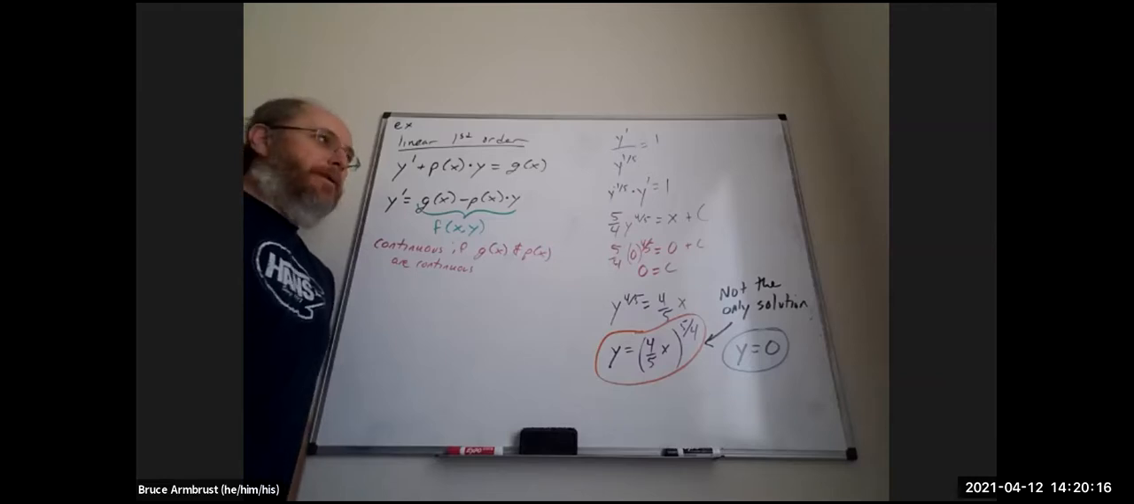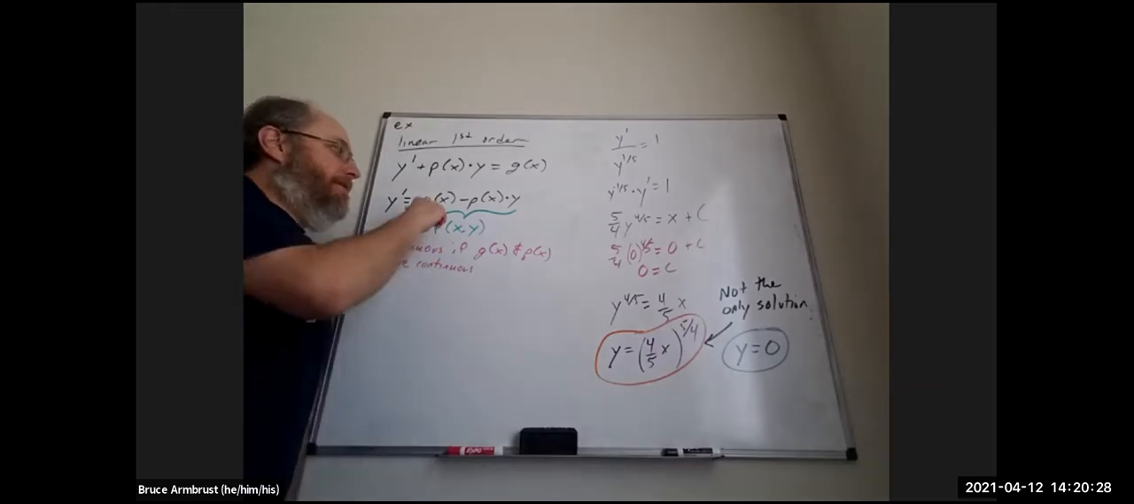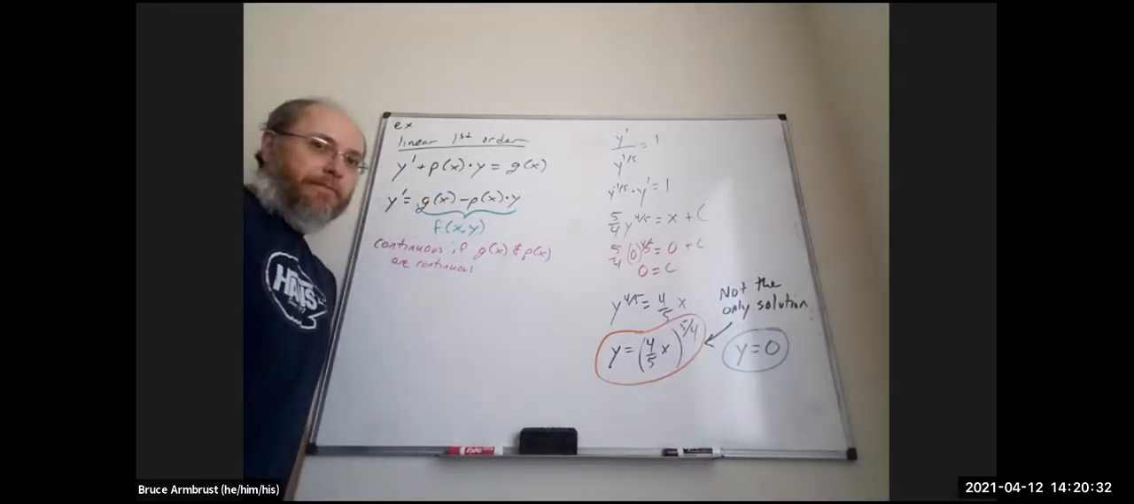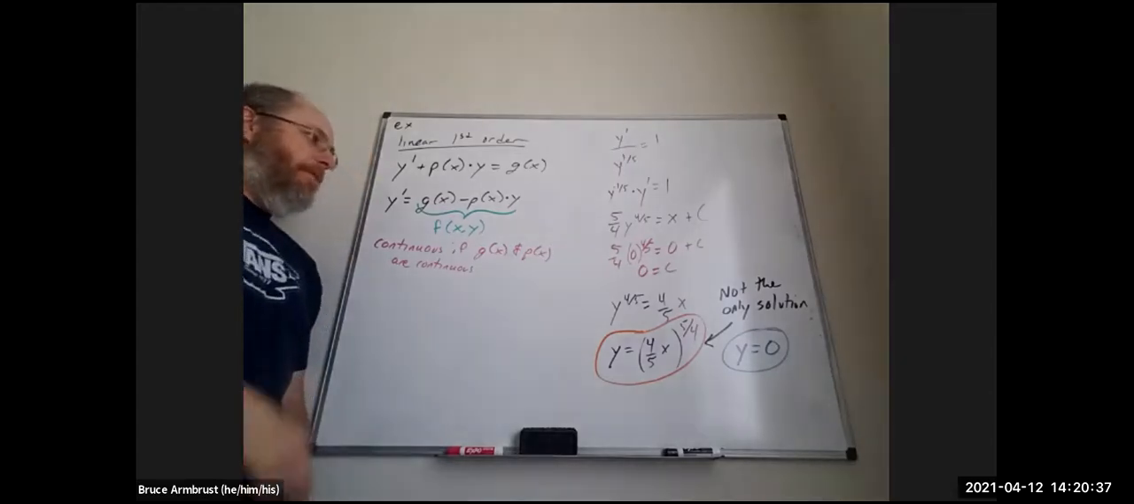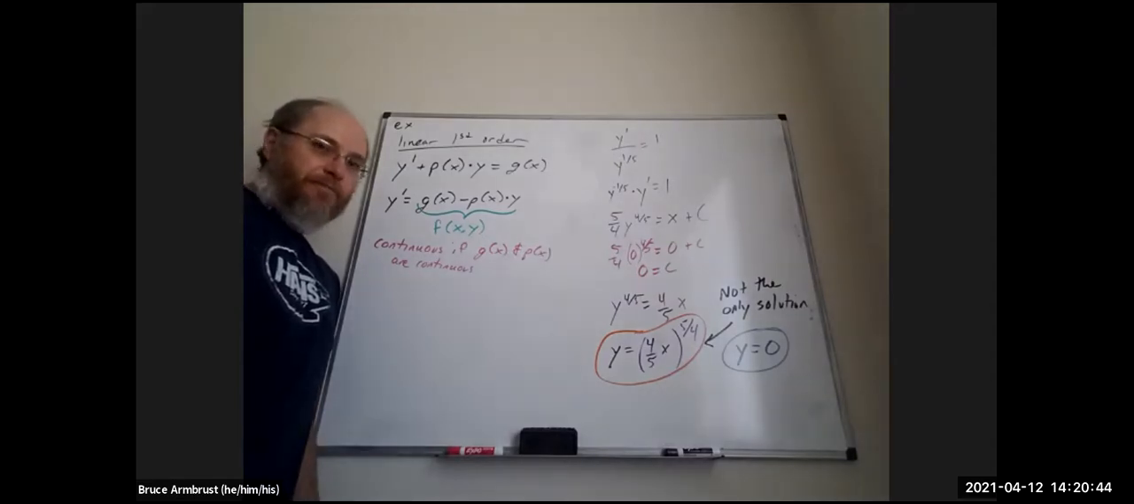So in this regard, given an initial condition, the y value doesn't matter. It only matters the x value, and that only matters inasmuch as it doesn't affect the two functions g and p. Okay, so if both of those are continuous, then we know we're going to get a solution. We just don't know if it's unique or not.